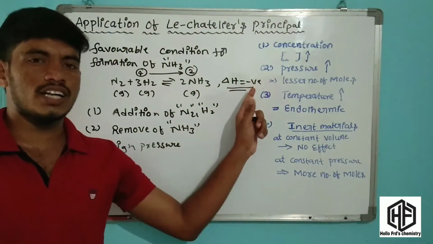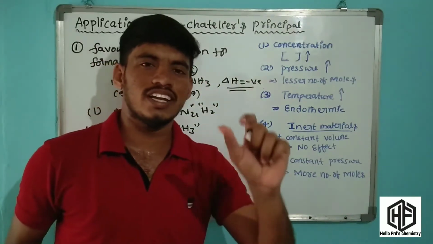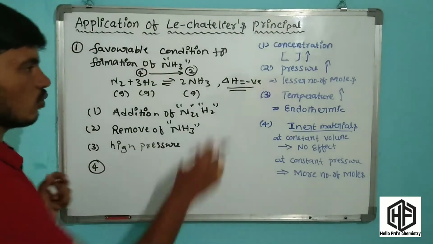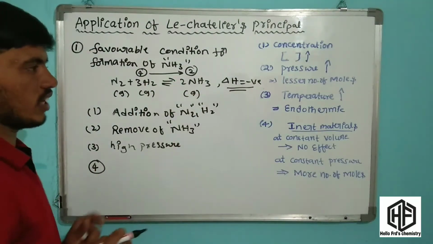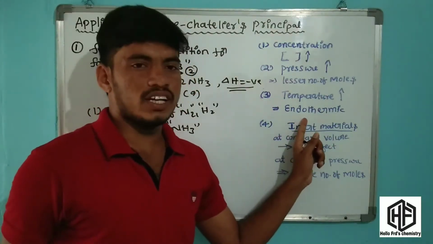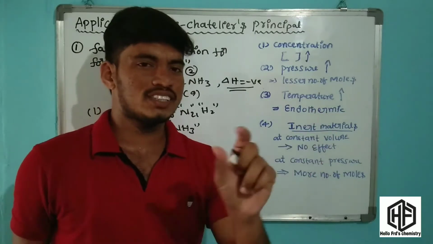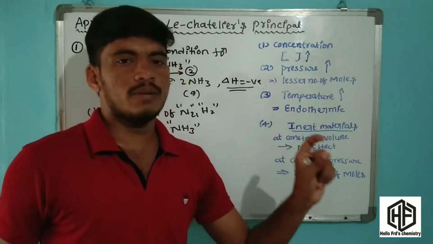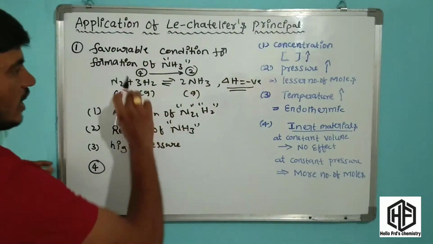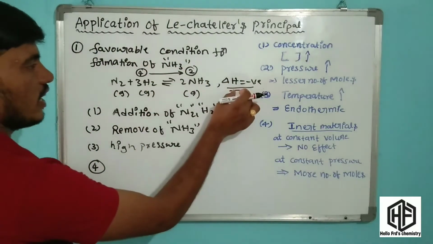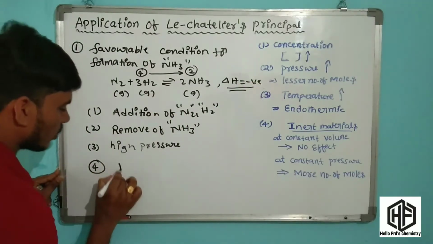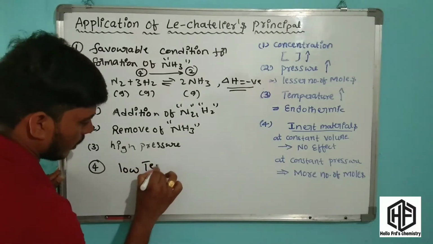And the fourth one, friends, is that this is exothermic. Delta H is negative, so that reaction is an exothermic reaction. What is the favorable condition for exothermic reactions? Friends, when temperature increases, for an endothermic reaction high temperature is the favorable condition, but for an exothermic reaction low temperature is the favorable condition. In the forward reaction, the exothermic reaction is present. Now, what is the favorable condition? The favorable condition is low temperature.